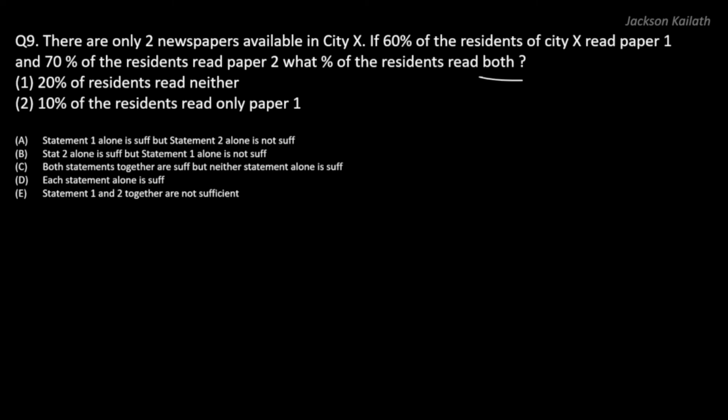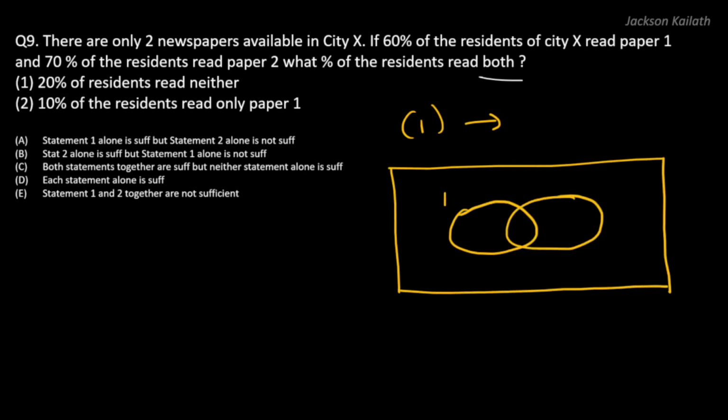So let's get started. Now let's try to visualize the information given in the question stem. So we have city X and there are only two newspapers, paper 1 and paper 2, and it's given that 60% of the residents read paper 1 and 70% of the residents read paper 2. So that's what is given, and we need to find what percentage of the residents read both. So that's the question. Now let's take a look at statement 1.